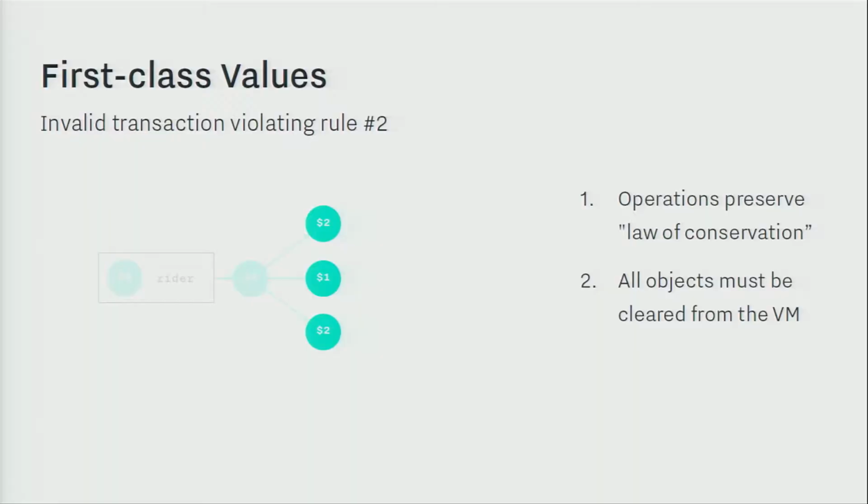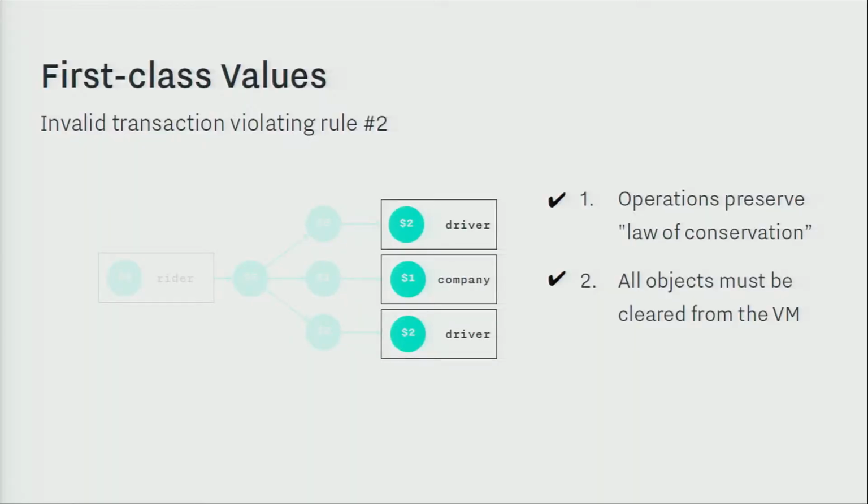But what you could do, if you really didn't want to fix this rounding issue, is have the first value go to the driver, maybe a second value go to the company, and then the last bit could be a tip to the driver. If you did that, then the last one would also be output from the VM, and that would satisfy both of the rules, because all of the objects would be cleared from the VM, and you didn't violate the law of conservation. As such, this could be a valid transaction.